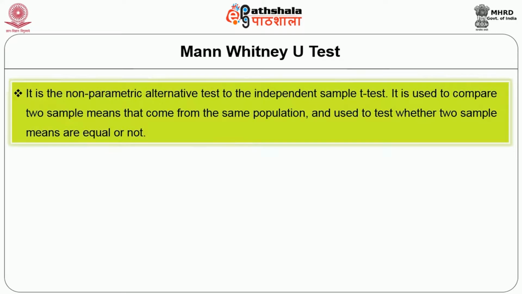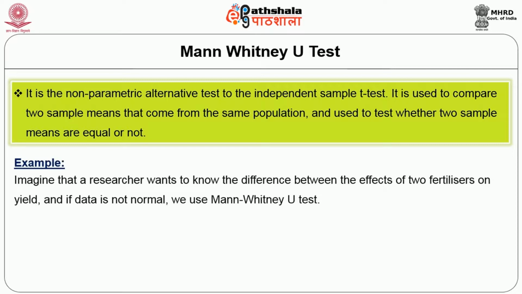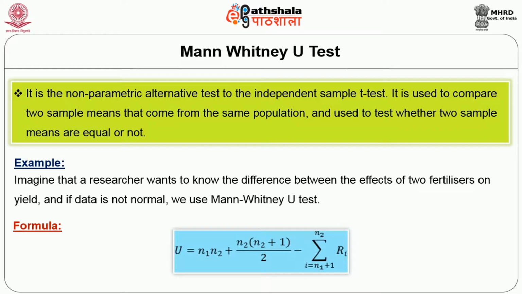This is a non-parametric alternative to the independent sample t-test. It is used to compare two sample means that come from the same population, and to test whether two sample means are equal or not. Let us consider an example. Imagine that a researcher wants to know the difference between the effects of two fertilizers on the yield of a plant, and if data is not normal, we use the Mann-Whitney U test. This is the formula for the Mann-Whitney U test.